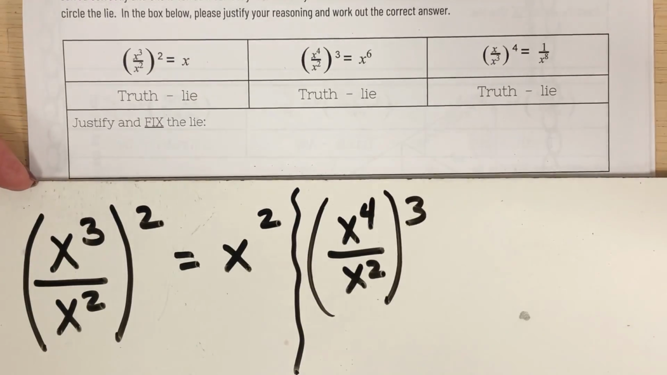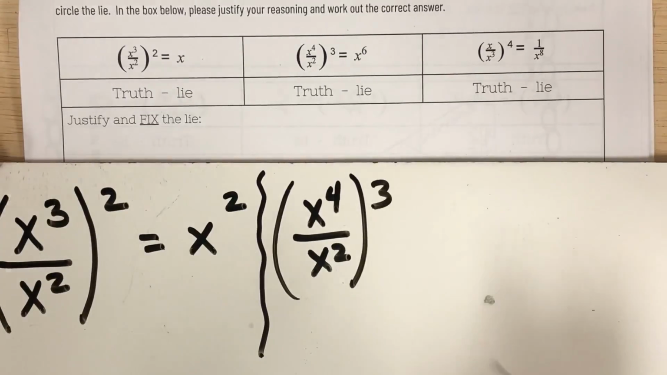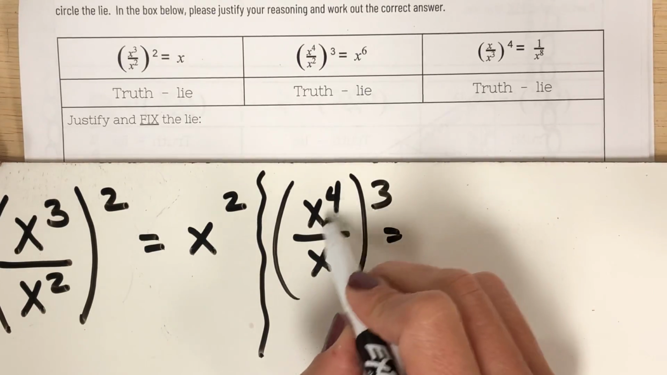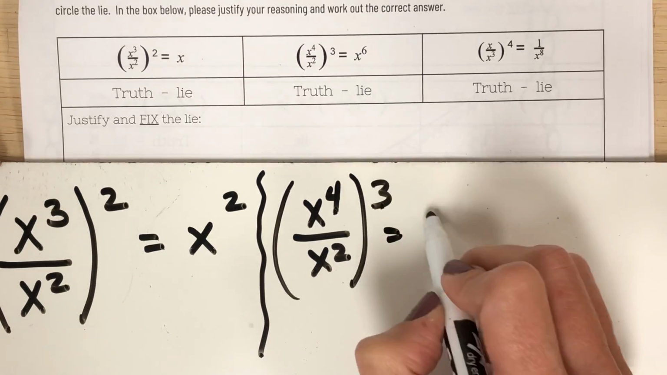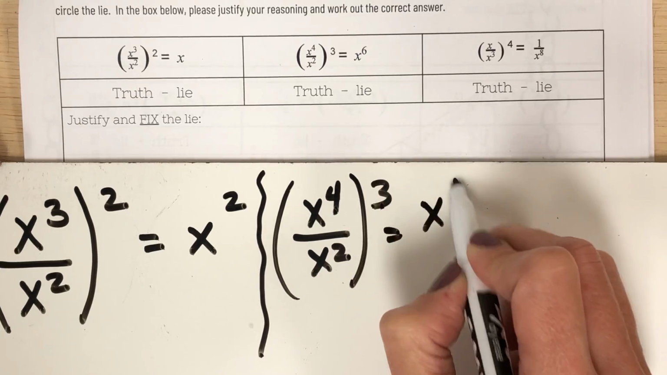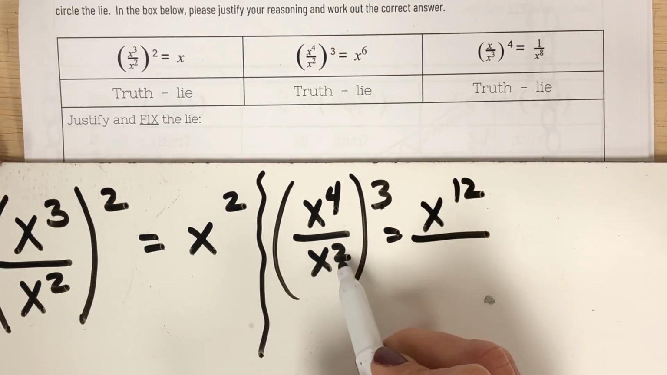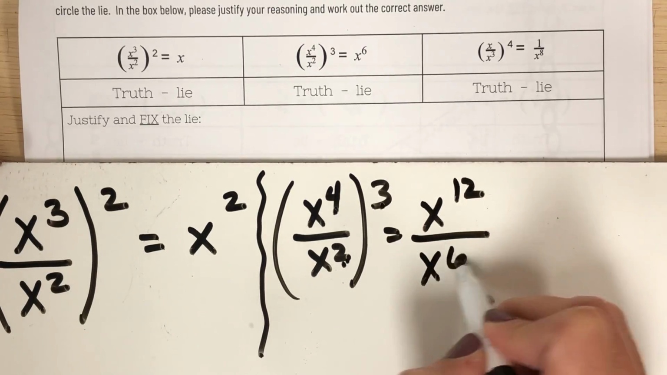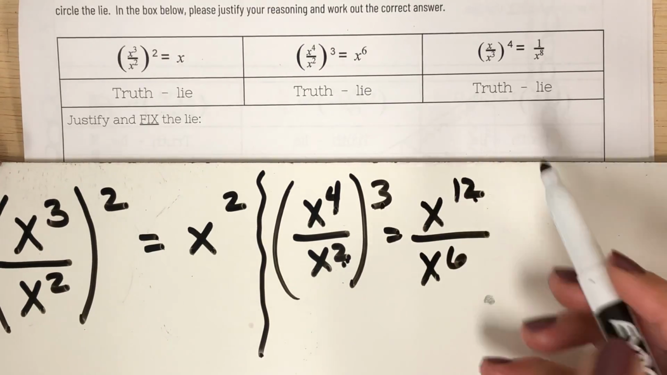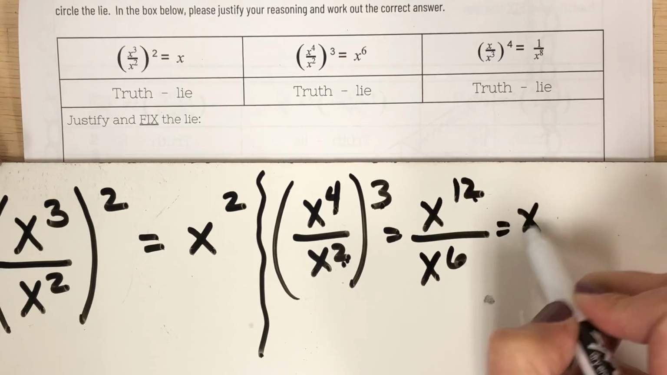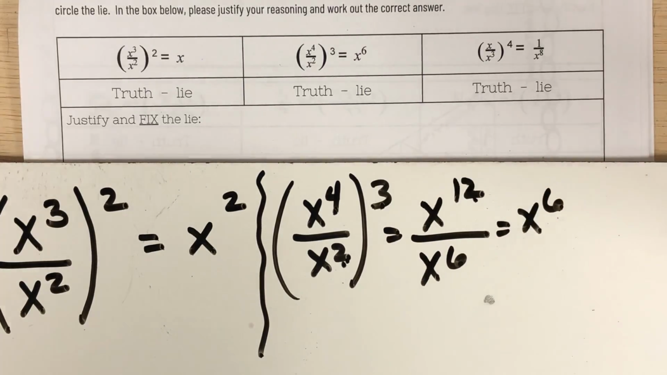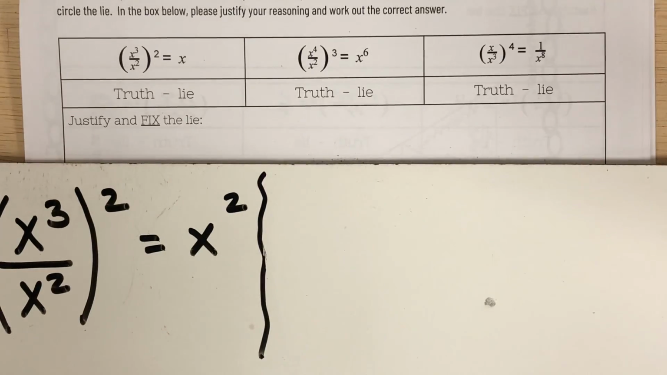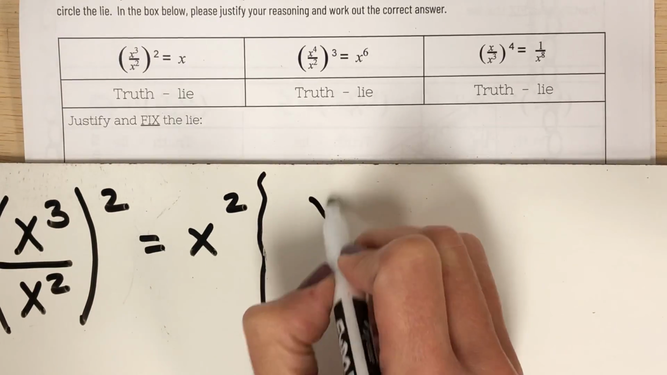Another way I could have thought about that is I could have done my power and then divided. So I could have said, okay, what is x to the fourth to the third? That is x to the 4 times 3, which is 12. X squared to the third, 2 times 3 is 6. X to the 12 over x to the 6th, 12 minus 6 is x to the 6th. So that's another way that I could have done that problem. That one is true. So yay for that one. And let's do the third one.